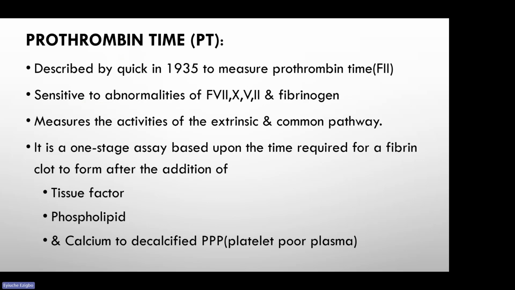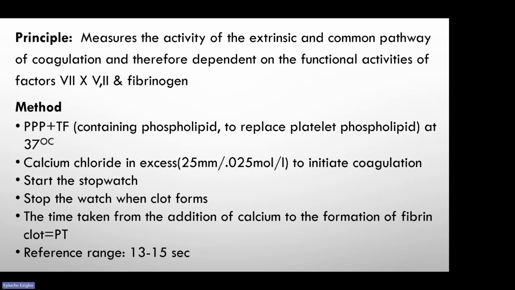So we have the prothrombin time, described by Quick in 1935 to measure prothrombin, factor 2. It is sensitive to abnormalities of the extrinsic pathway and the common pathway. It is a one-stage test, based upon the time required for a fibrin clot to form after addition of tissue factor, phospholipid, calcium, and all that.